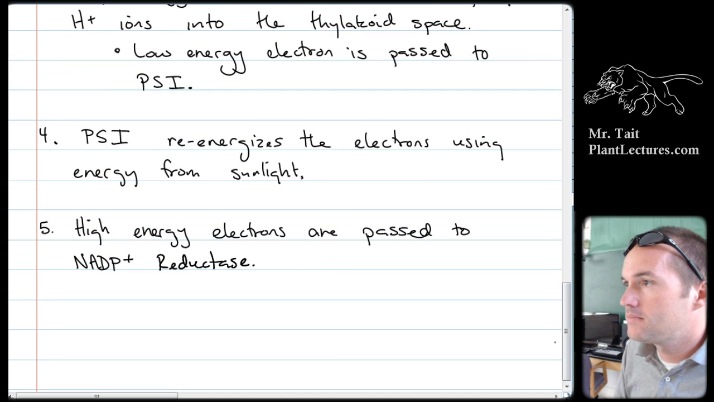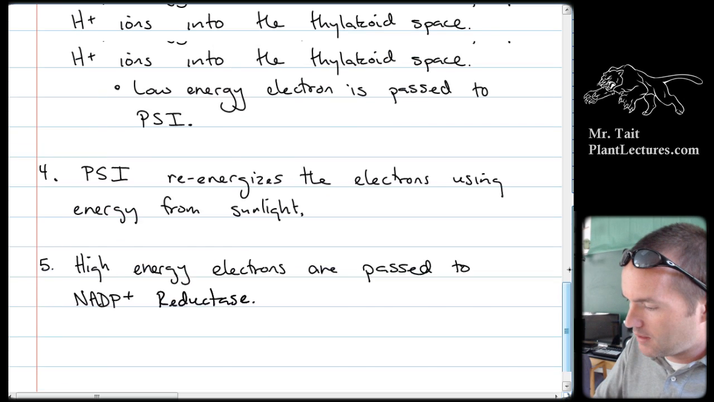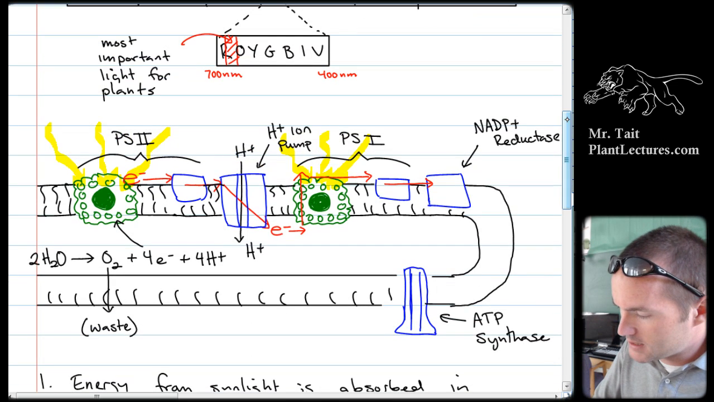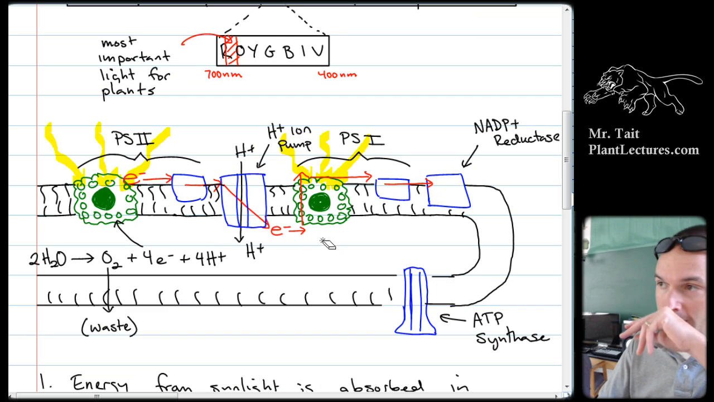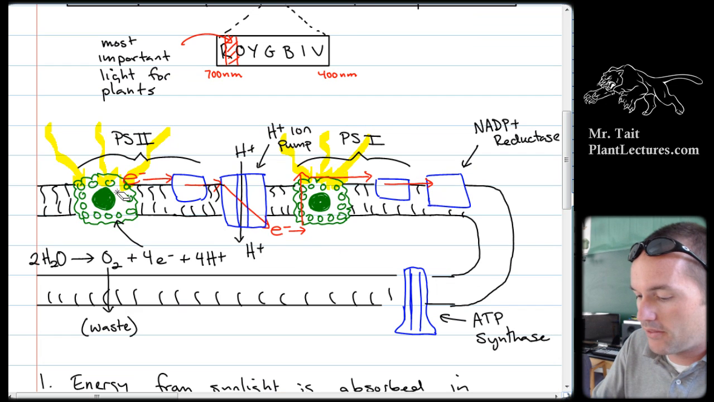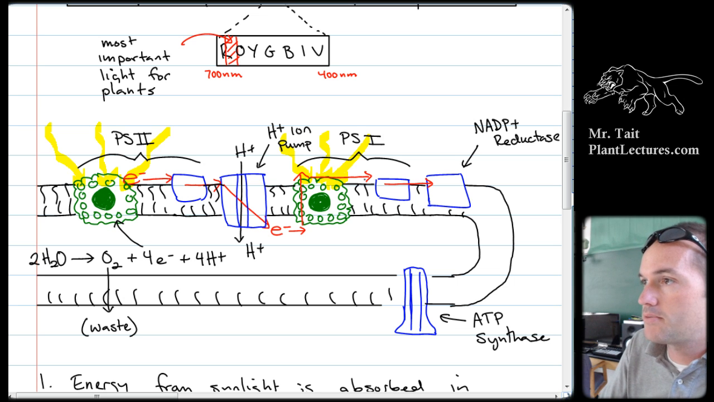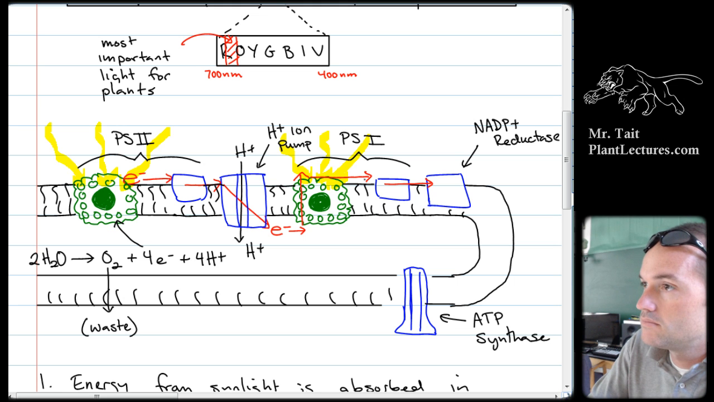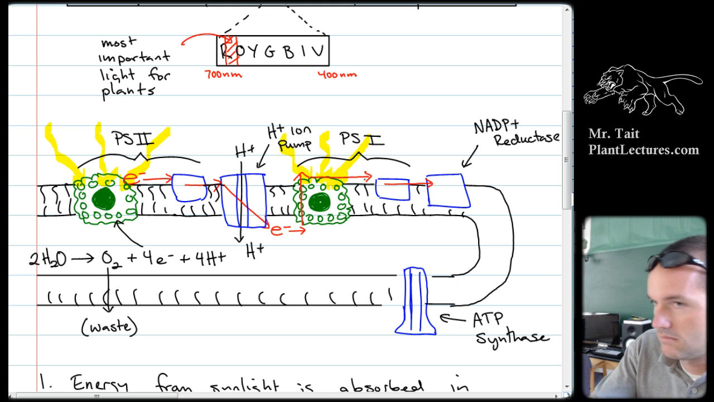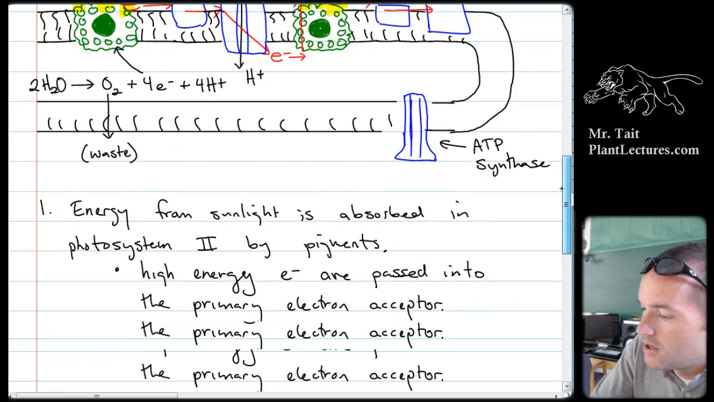Okay, yeah. What are the green things? These? They're called antenna complexes. That's where the actual pigments are. So all the chlorophyll, the stuff that's actually absorbing the sunlight and raising the electron's energy, they're in the green parts. And then the big green parts in the middle, those are the primary electron acceptors that actually take those high energy electrons in and pass them along. Okay, so that's what's responsible for passing it. Yep.